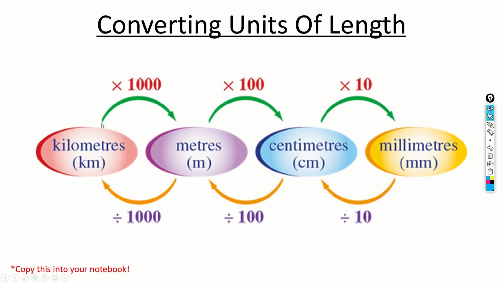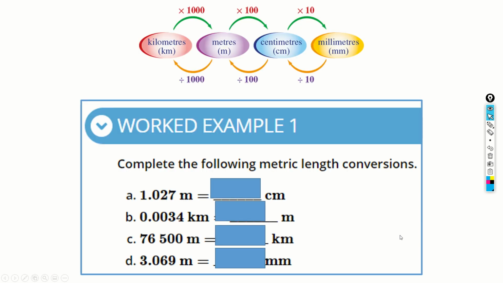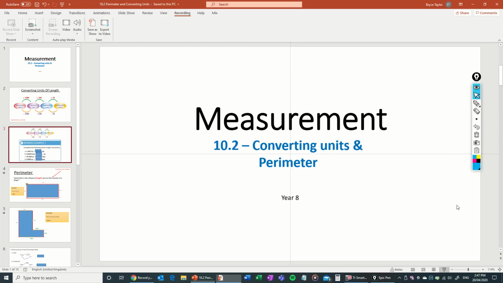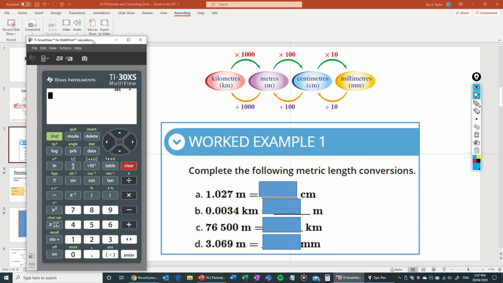We can use this guide to convert between the different units. All we need to do to move from one to the other is follow the arrows along and perform the operation listed next to it. Okay, so make sure that that's written into your book. Let's start with a couple of examples using this guide. You might want to get out your calculator at this point.